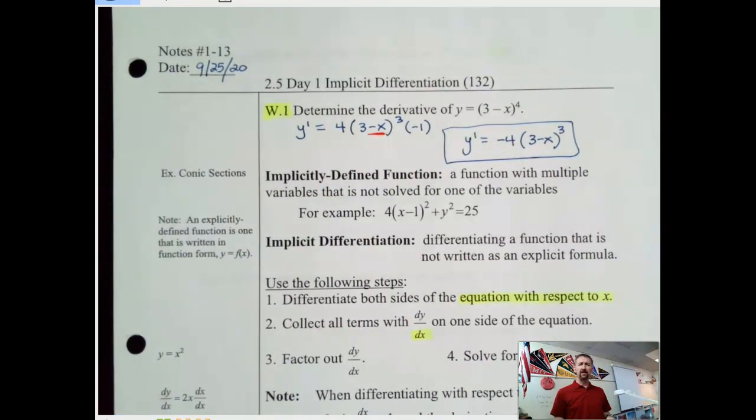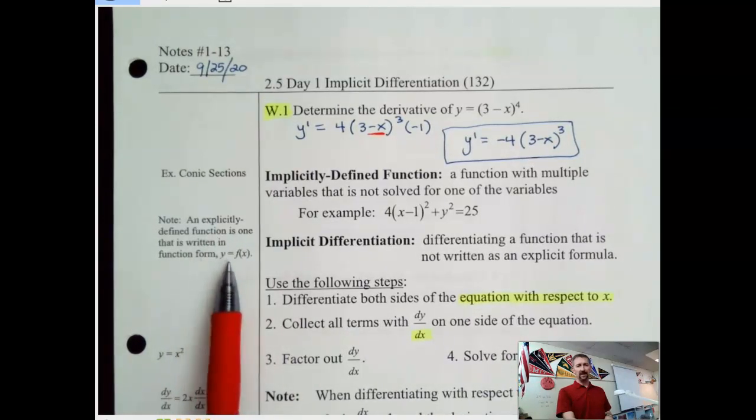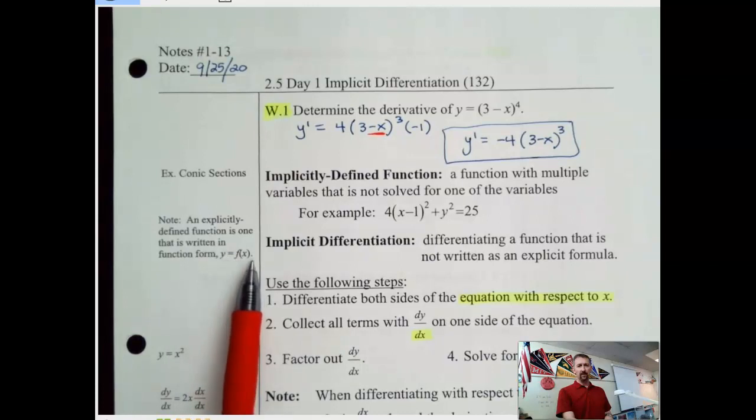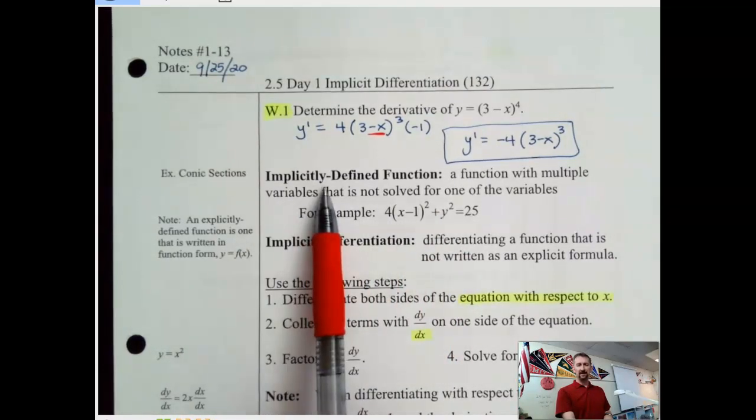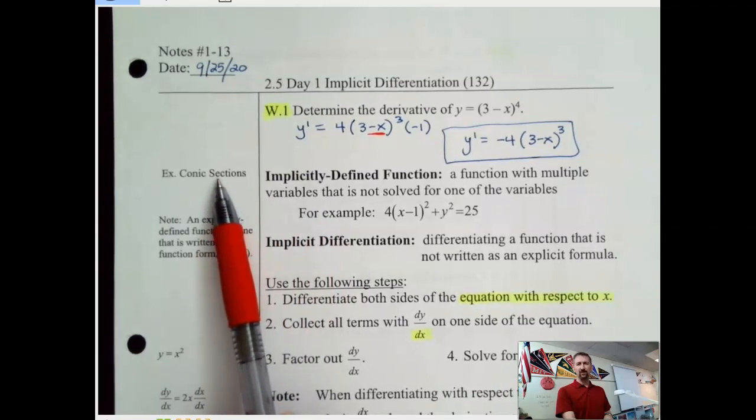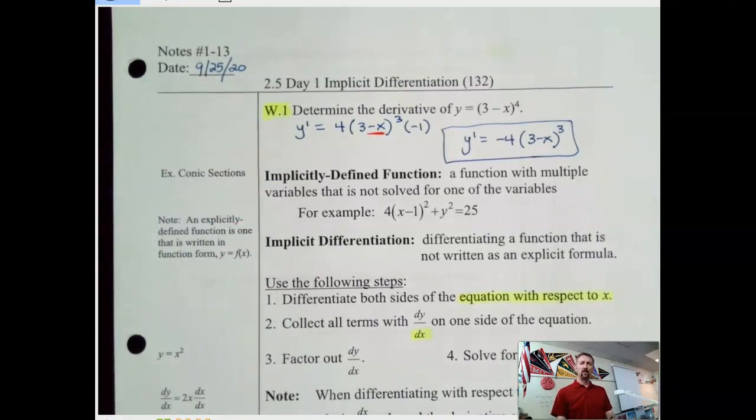Okay, an implicitly defined function is a function with multiple variables that is not solved for one of the variables. Normally we use explicitly defined functions. Normally we try to get everything into y equals whatever. So that's called explicit. When we have stuff mixed together on a side, that's called implicit. An example are conic sections. Circles, ellipses, hyperbolas are some examples where that stuff is mixed in. Okay?